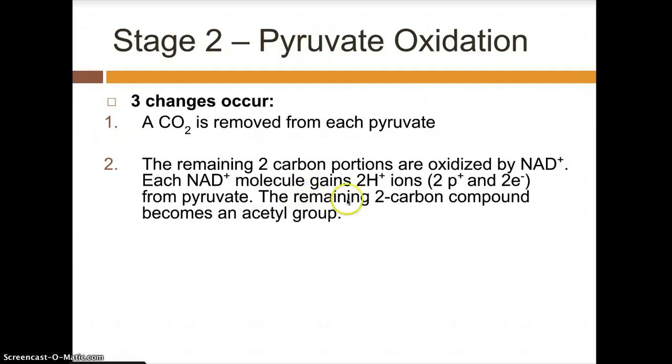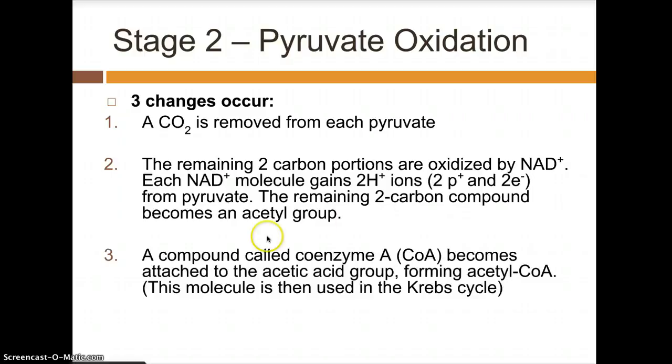The remaining 2 carbon compound becomes an acetyl group. If you're in chemistry, you might know that an acetyl group is just a specialized functional group that we can attach onto the end of molecules. This isn't super important. You just need to know that it's a 2 carbon compound, and it can be attached to other molecules.